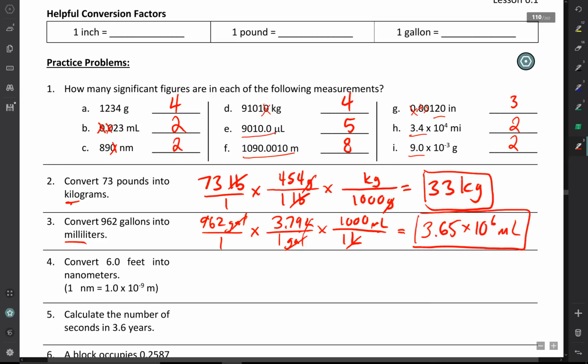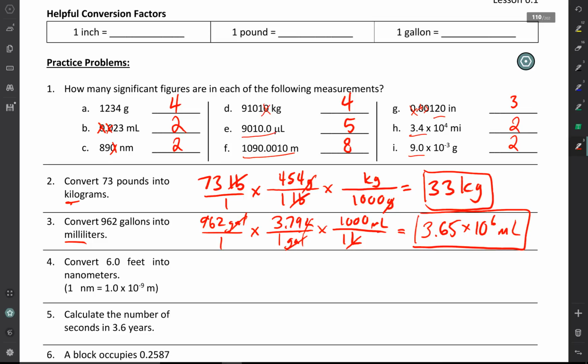Does that answer make sense? Well, a gallon is a whole lot bigger than a milliliter, so if I have almost 1,000 gallons, I better end up with tons and tons of milliliters. The exponent times 10 to the 6 is definitely telling me that I've got a big number here.